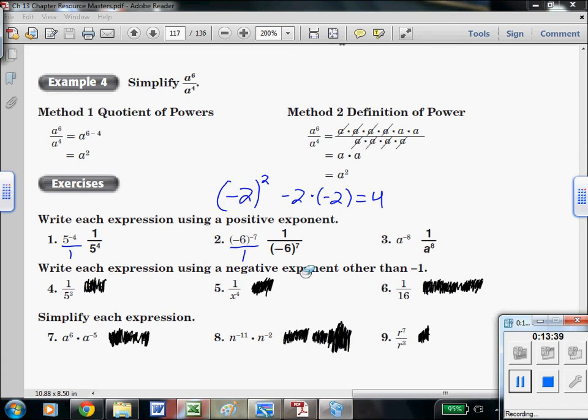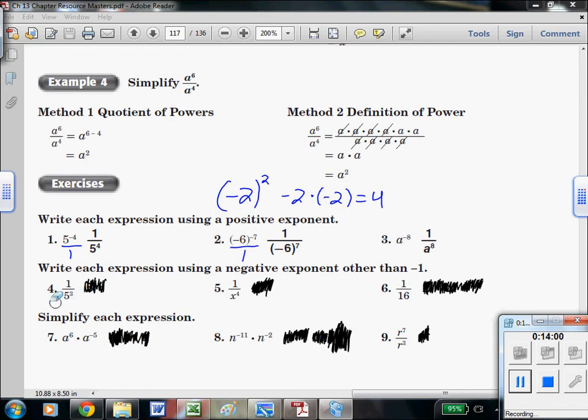Now, look at these next instructions. Write each expression using only one negative exponent this time, and be creative. Let's make that negative exponent something other than negative 1. So for example, number 16, don't just put that on top and say 16 to the negative 1 power. Be creative. Break up 16 into maybe 4 squared. That might help you do that one.